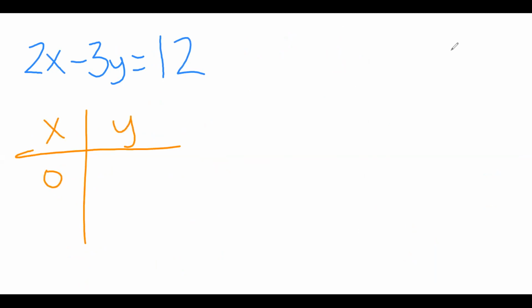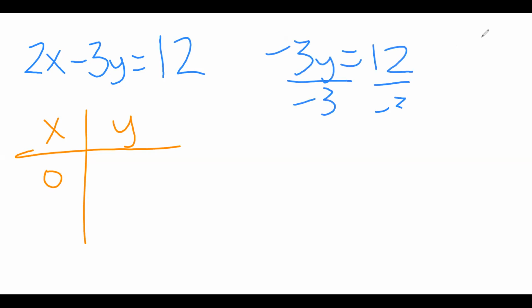If x is 0, then we just have negative 3y is equal to 12, because the x is 0. So divide both sides by negative 3. We get y is equal to negative 4. All right. So we'll go ahead and put negative 4 in for our table. And then we can do if y is 0.